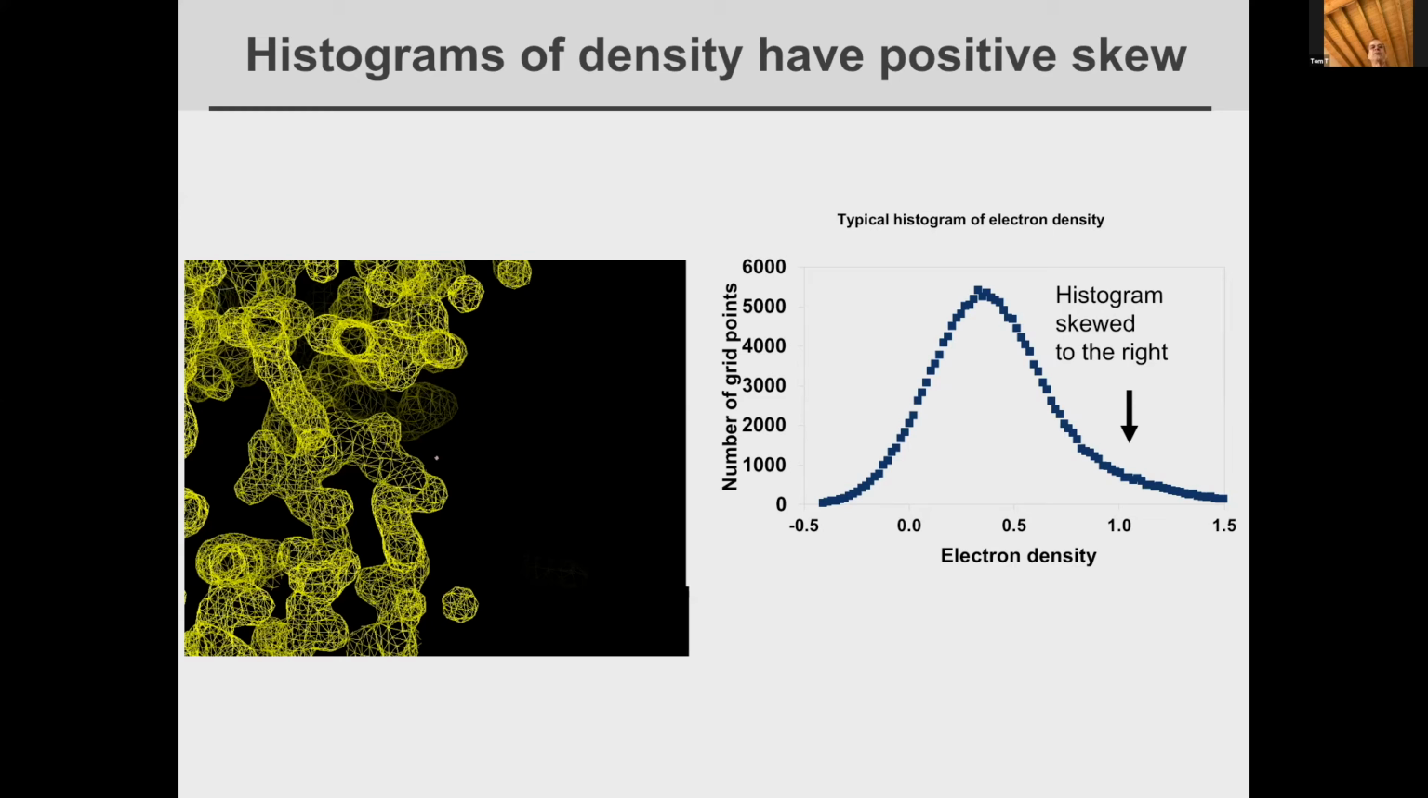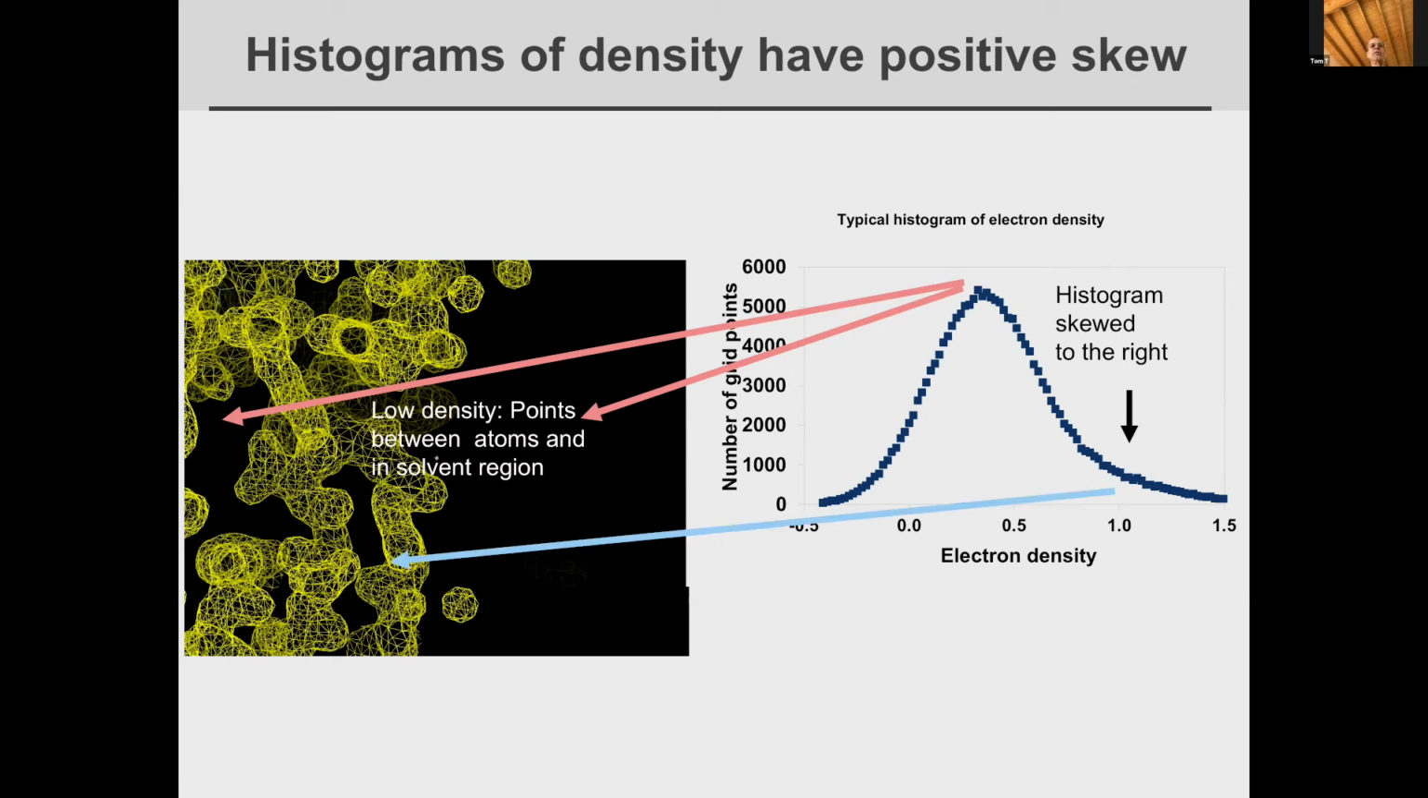Nigel, if you click a couple times, perfect, that's great. You'll see that most of the points are in the middle value of electron density. That's where the solvent is, the places between the atoms. But then another click, Nigel. Some of the points are right on top of atoms, and they have a very high density. And this leads to a skew of the shape of this density curve.